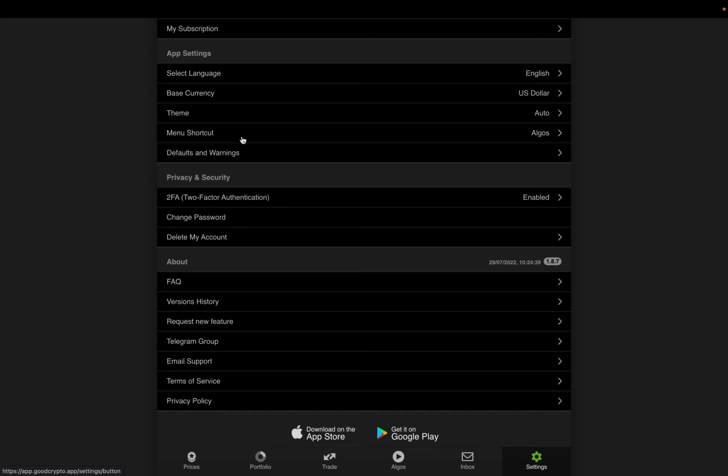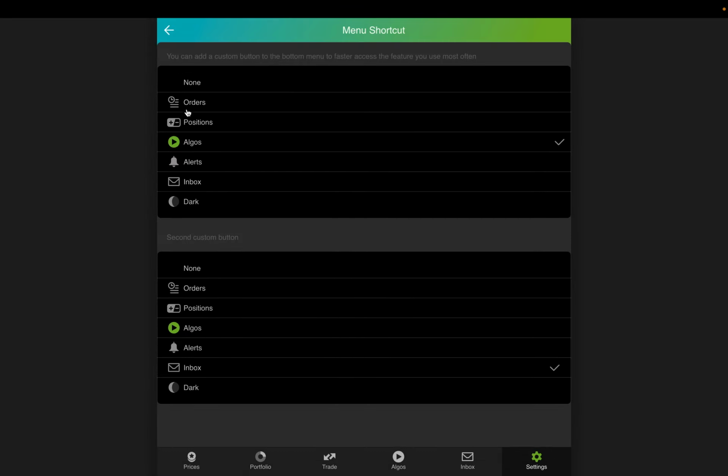I really hope that you're already familiar with that. If not, again, it will change your life. So look here, you have two buttons, right? So this menu here customizes this button, and this menu here customizes this button. So you can choose between orders, positions, algos. So you can see the orders list, the positions list, or algos list with one click.